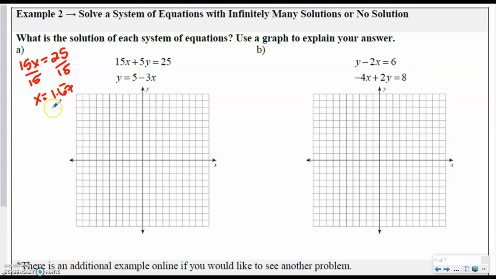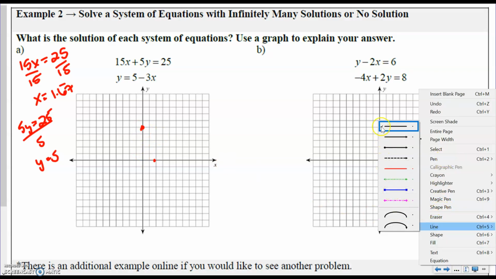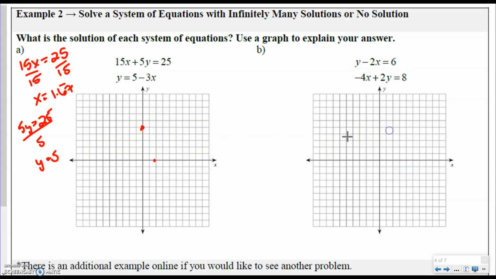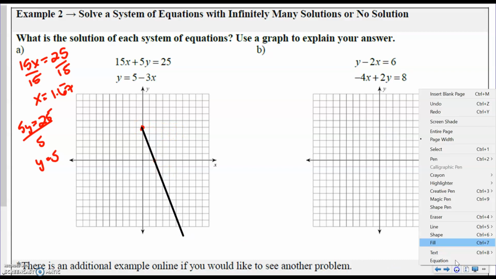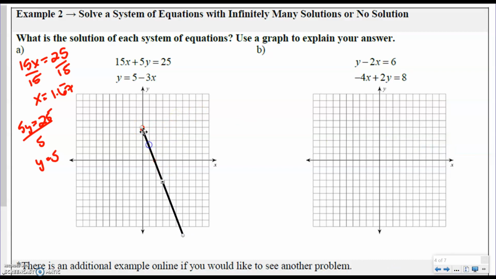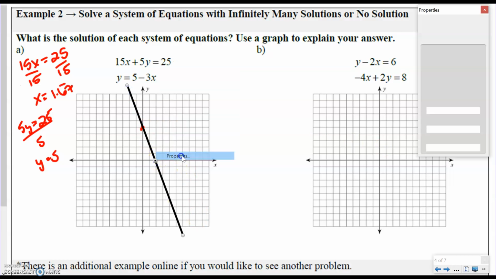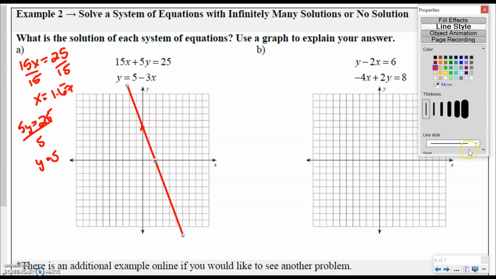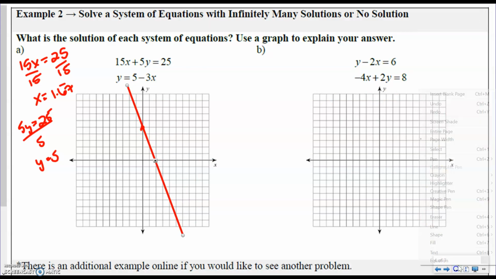And then cover up my x, I get 5y equals 25. So if I divide by 5, I get 5. My x-intercept is about here. My y-intercept is about here. And I can draw my line. Okay. Put arrows at the ends and you are good.